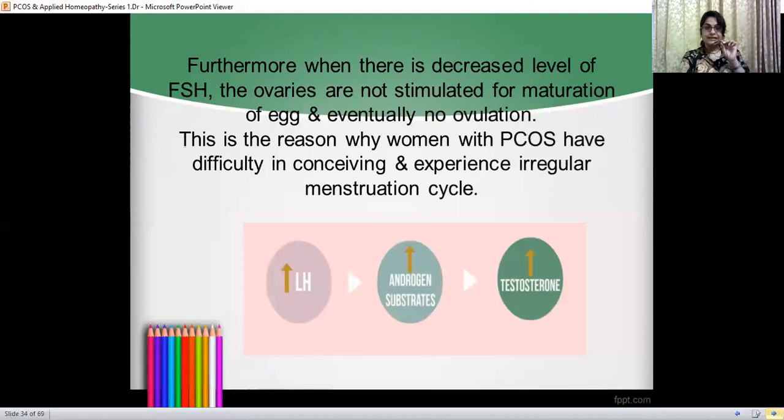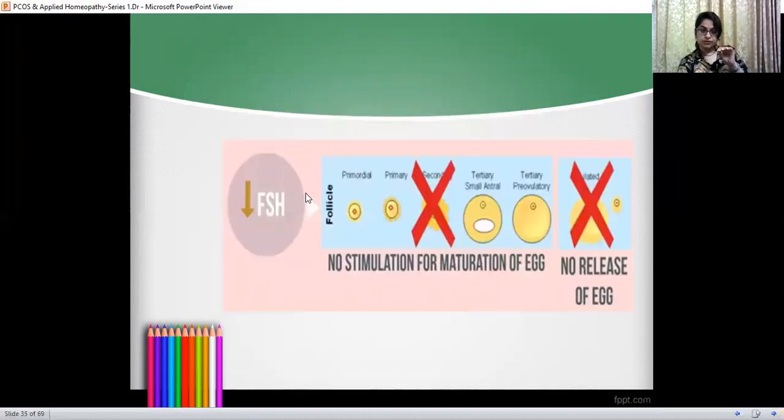Furthermore, when there is a decreased level of FSH, the ovaries are not stimulated for maturation of the egg and eventually there is no ovulation. This is the reason why women with PCOS have difficulty in conceiving and experience an irregular menstruation cycle. So if there is an increase in LH and decrease in FSH, there is no ovulation, and that is one of the reasons for irregular menstrual cycle and anovulation. Decrease in FSH gives no stimulation for maturation of the egg, and there is no release of the egg.